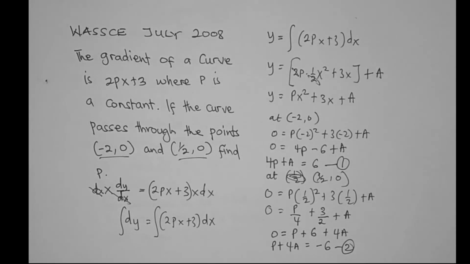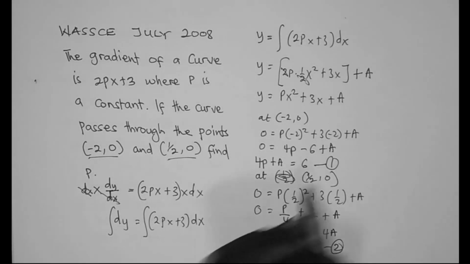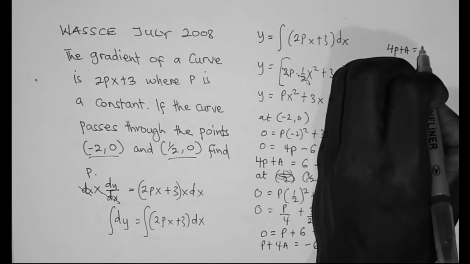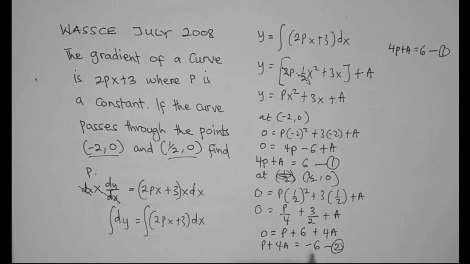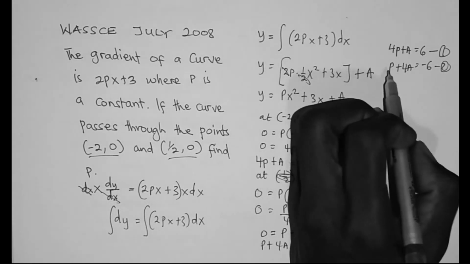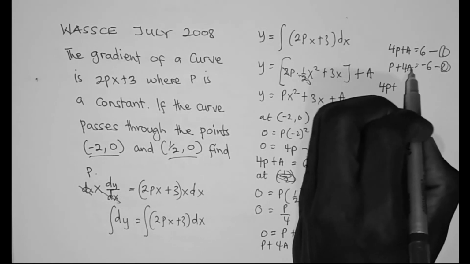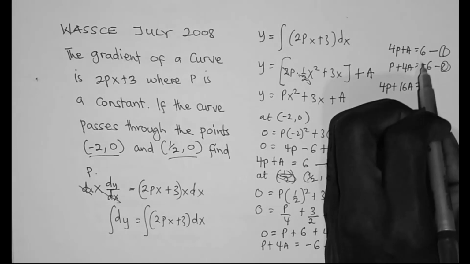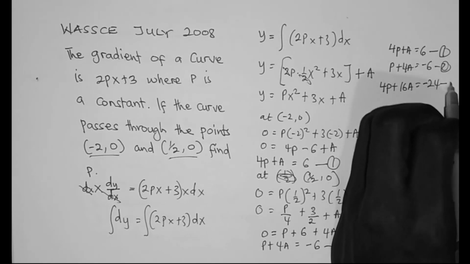So we have to take equation 1 and equation 2 and solve them simultaneously. So let me write equation 1: 4p plus a equals 6. And equation 2 is p plus 4a equals minus 6. So let's multiply equation 2 by 4. And this becomes 4 times p is 4p plus 4 times 4a is 16a equals 4 times minus 6 equals minus 24. And this is equation 3.